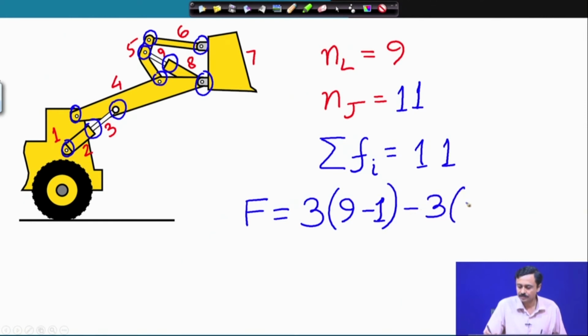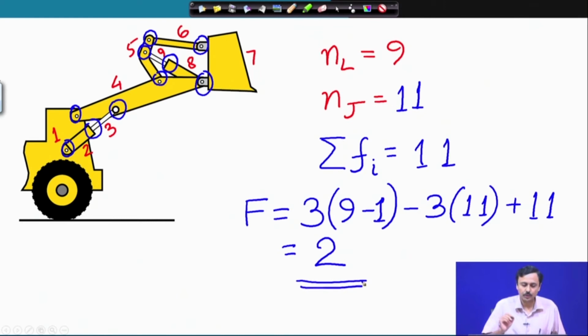three times number of joints plus summation of degree of freedom of individual joint. So, this gives 35 minus 33, that is 2. So, this excavator has 2 degrees of freedom, and that is why we require 2 actuators.